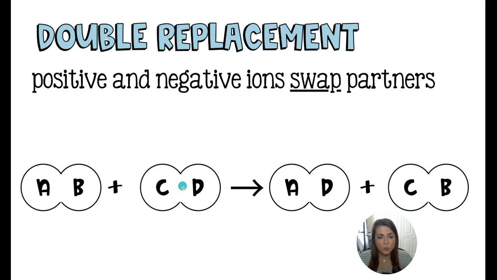It is going to have a reaction with CD where they swap partners. So A will pair up with D because D is the other negative ion. B, being negative, will pair up with C, the other positive ion. That's going to give us AD and CB. Again, it's CB, not alphabetical, because C is positive and B is negative.